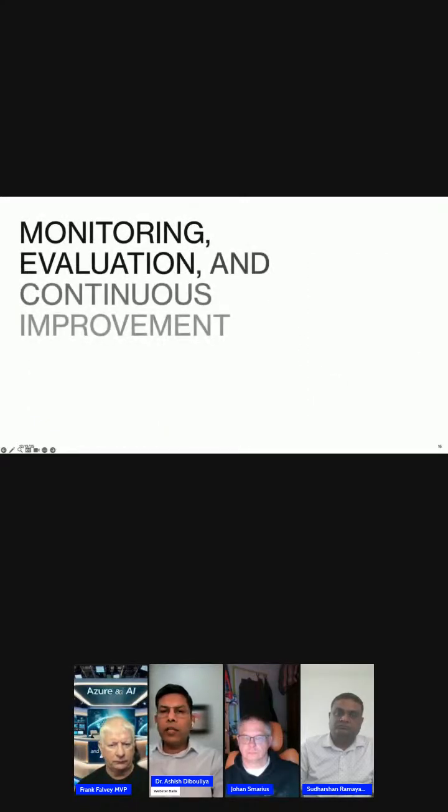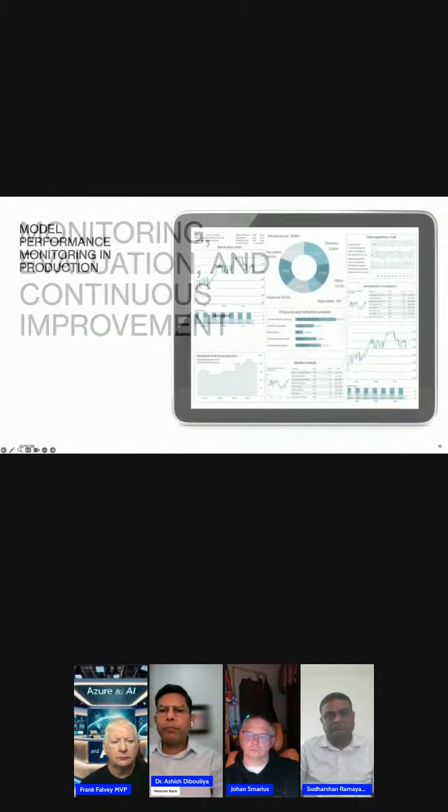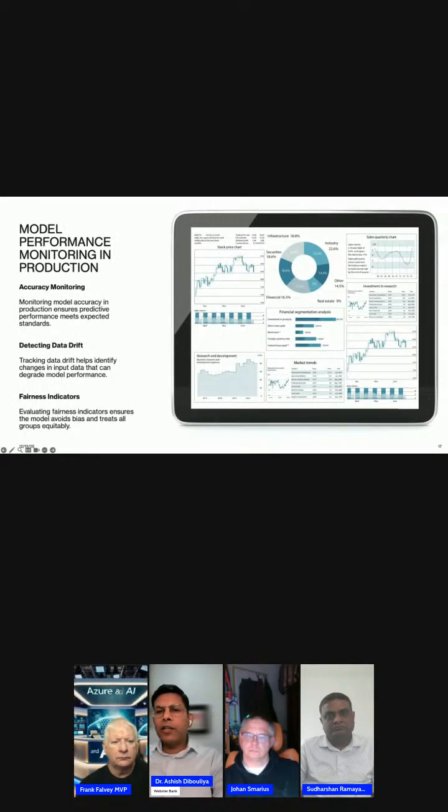And this is the fourth and final leg of my presentation. So ongoing model monitoring and evaluation are critical to maintain performance and fairness over time. This section discusses the tools and approaches for continuous improvement. Once the credit risk model is deployed, continuous performance monitoring becomes critical.